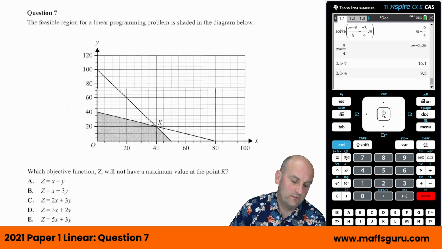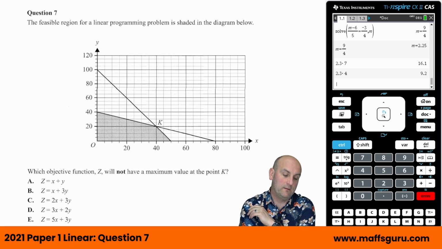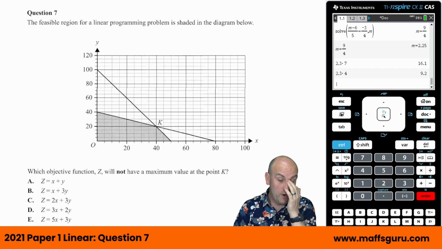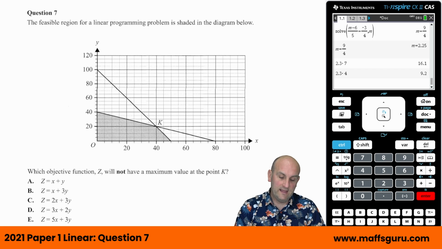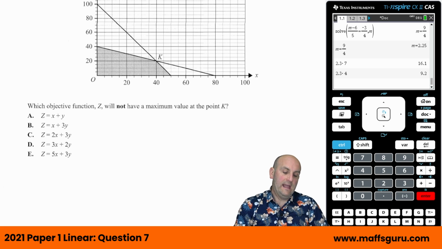The feasible region for a linear programming problem is shaded in the diagram below. Which objective function z will not have a maximum value? Now, for that to be true, I always use the sliding line. And what do we do here?